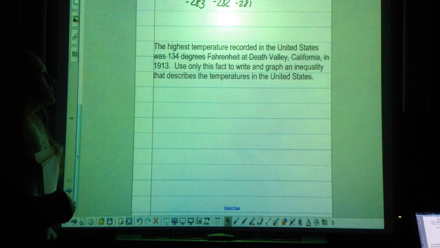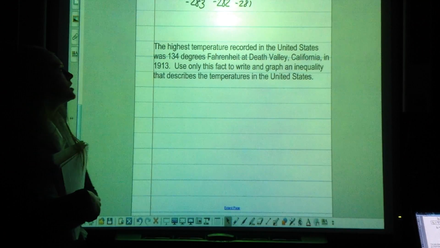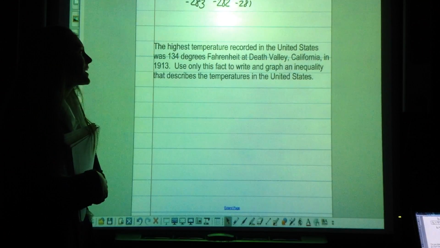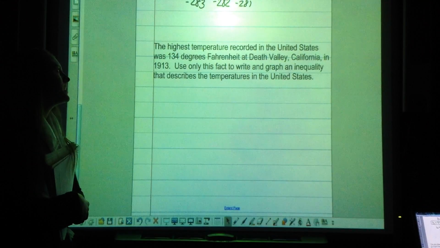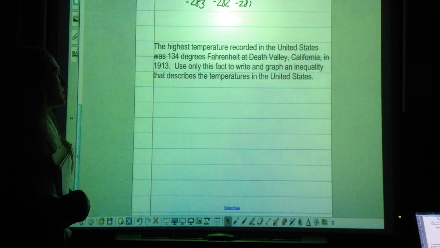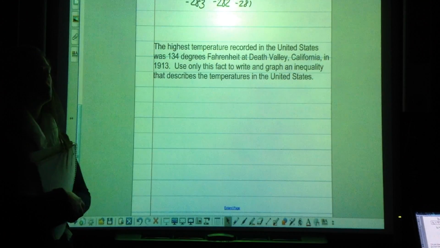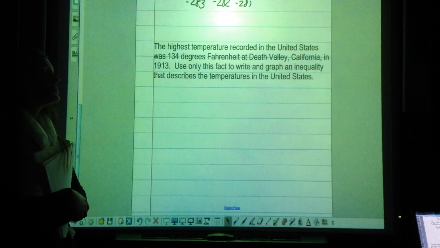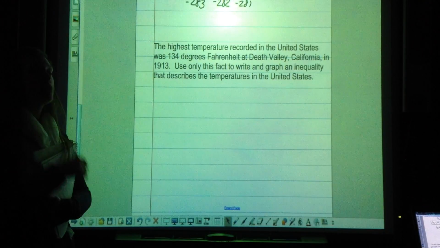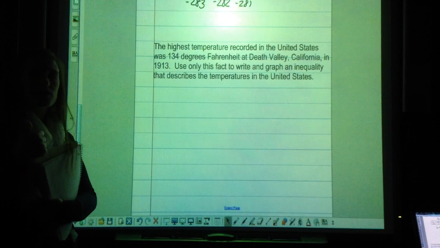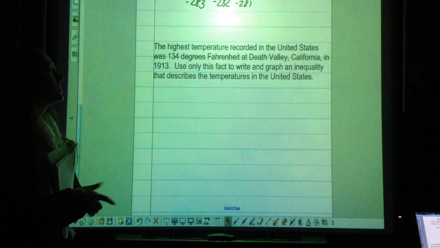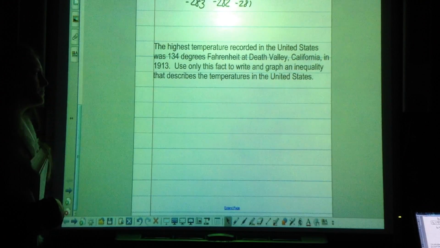The highest temperature recorded in the United States was 134 degrees Fahrenheit at Death Valley, California in 1913. Use only this fact to write and graph an inequality that describes the temperatures in the United States. So your job is going to be to push pause, write an inequality for all other temperatures in the United States, and then graph that inequality.